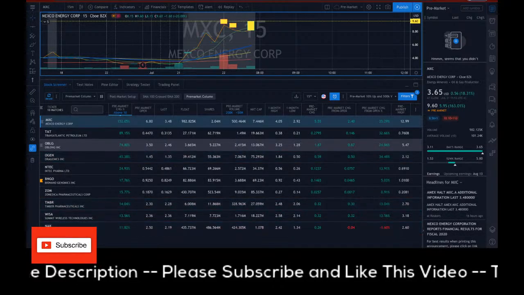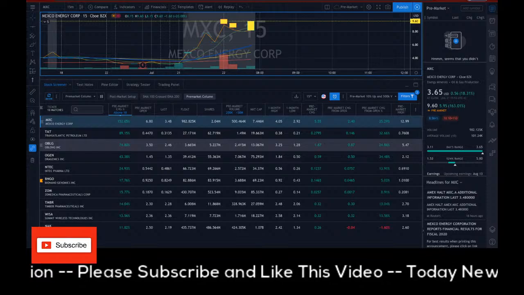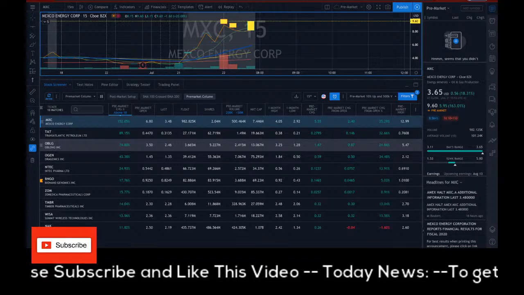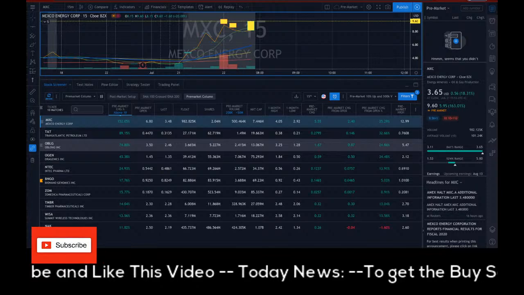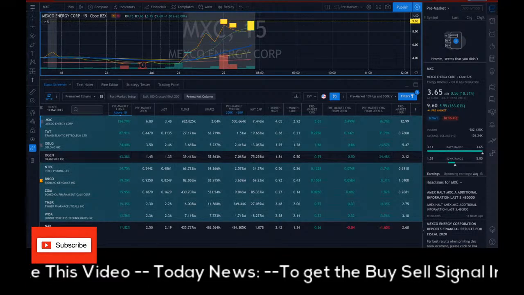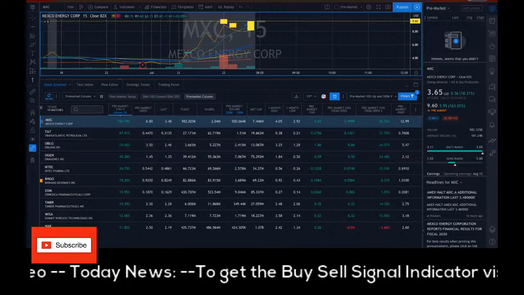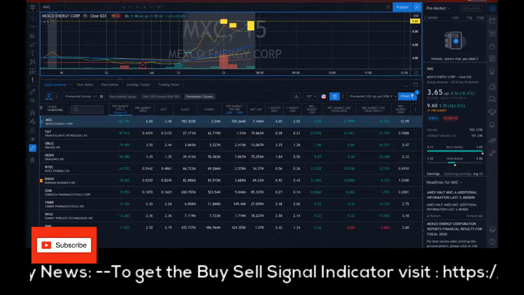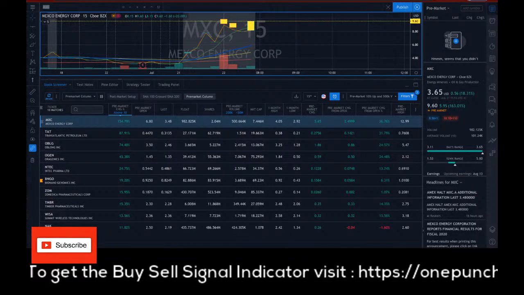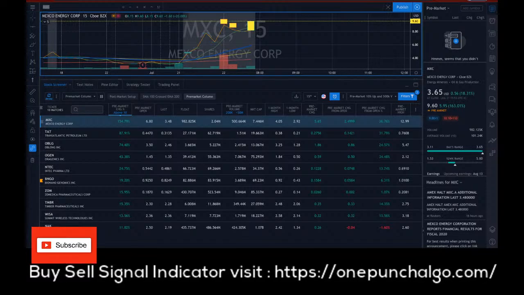So I'm using 15 and 30 minutes to see the trend reversals and how strong the stock is, and then 1 minute and 5 minutes to do the swing trading. All right, so let's go ahead and check MXC. This is an energy, oil and gas company.